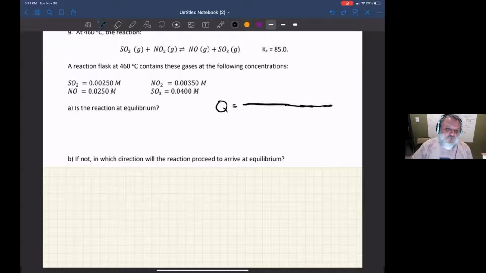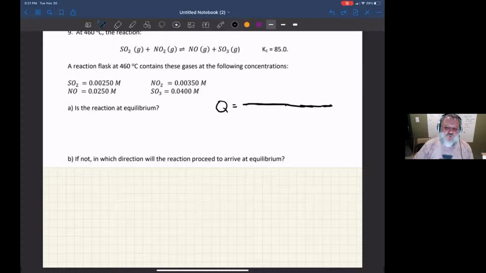All right, so here we are with a question that says, I've got this equilibrium SO2 plus NO2 goes to NO and SO3. I'm giving you concentrations of gases in a flask, and I'm saying, is the reaction at equilibrium?